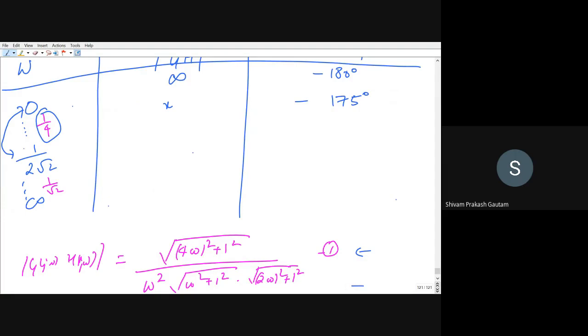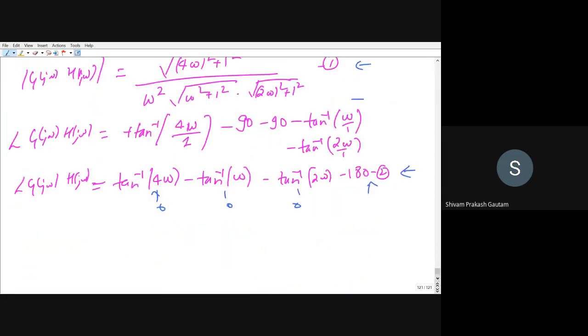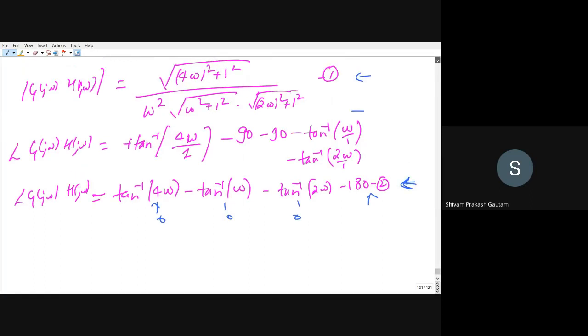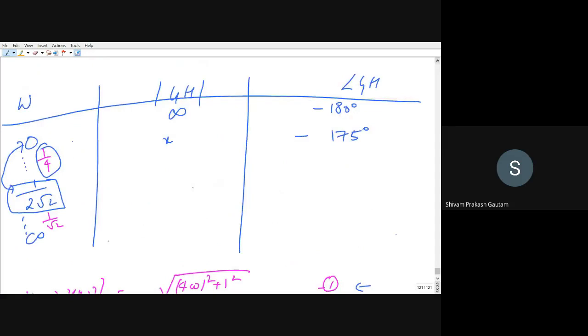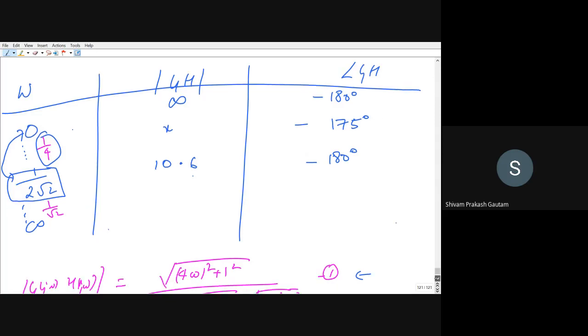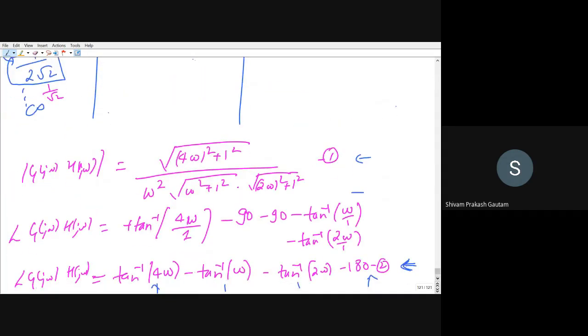Again, when you substitute omega is equal to 1 upon 2 root 2 in equation number 2, phase you will definitely get as minus 180 degree. You can do it later on because we have calculated this phase crossover frequency. So phase at 1 upon 2 root 2 is minus 180 degree. And magnitude is 10.6, that I have calculated. You can calculate later on by substituting the value of omega.